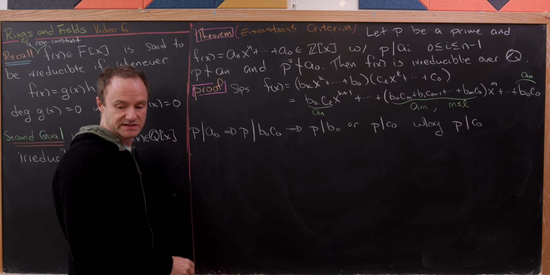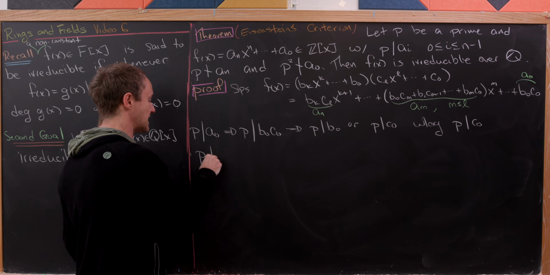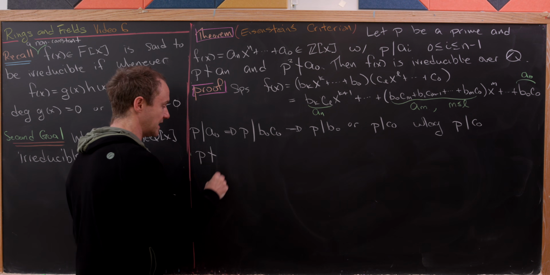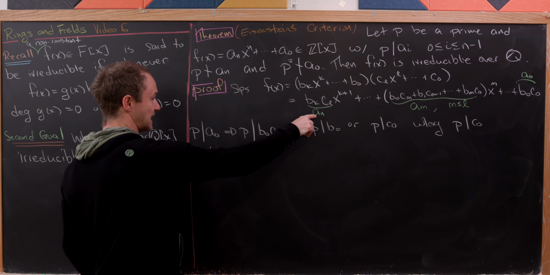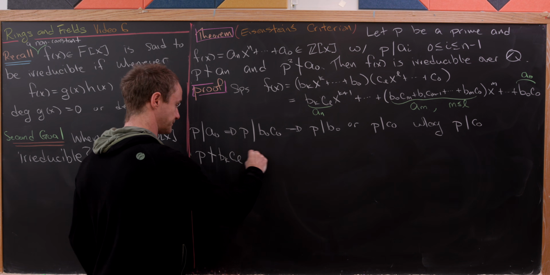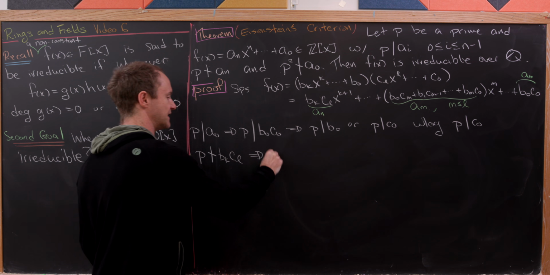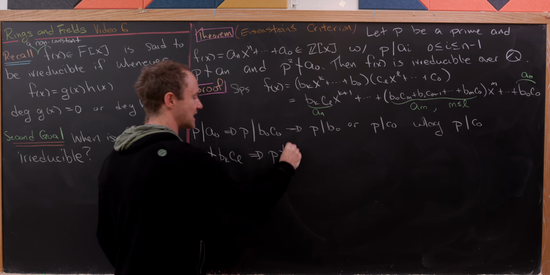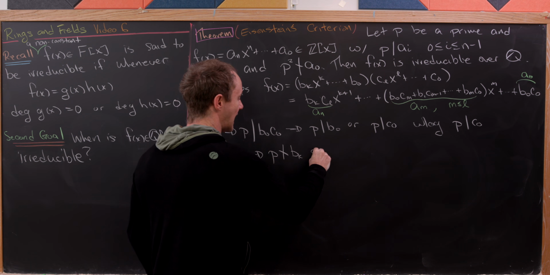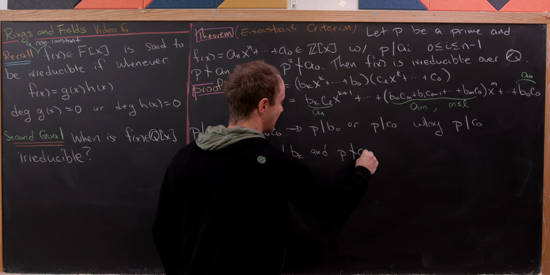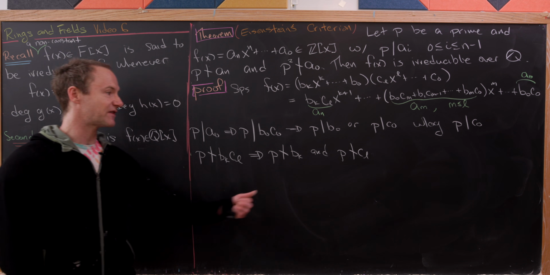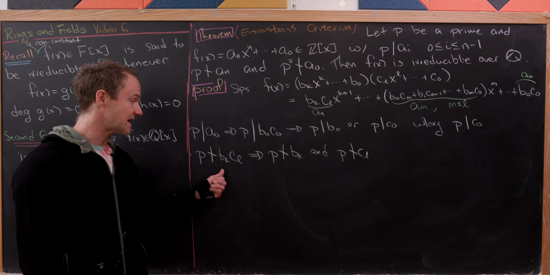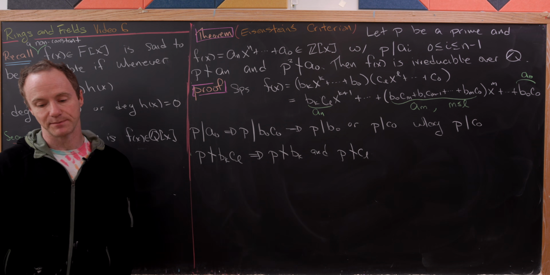Okay, but now let's observe the following. P does not divide BK times CL. That's because P does not divide A sub n. But if P does not divide this product, that means P does not divide B sub K, and P does not divide C sub L. So I think that's pretty clear. So that means that there exists at least one C that's not divisible by P.